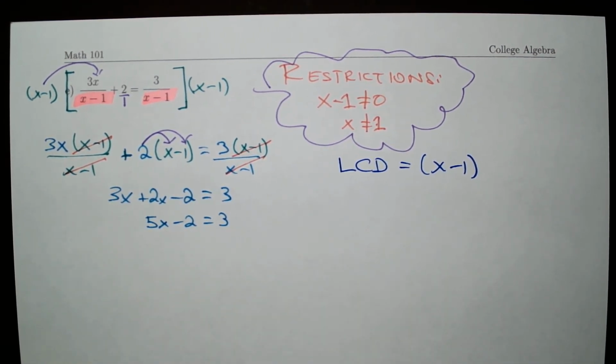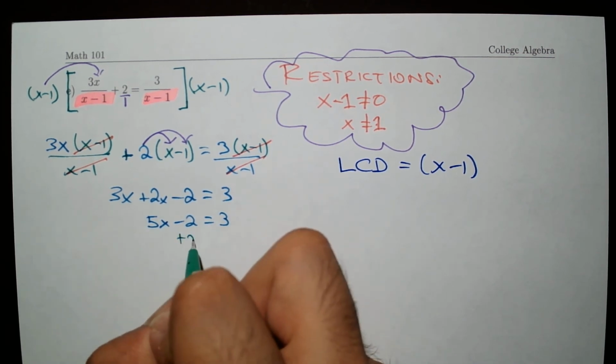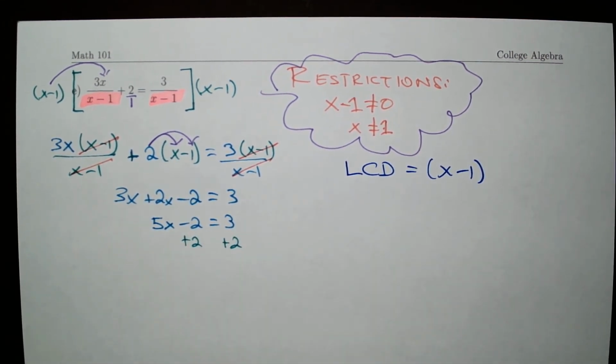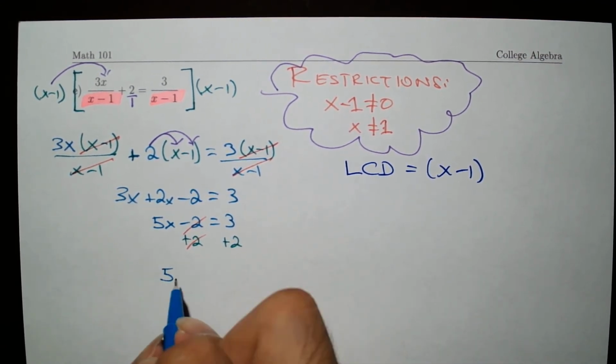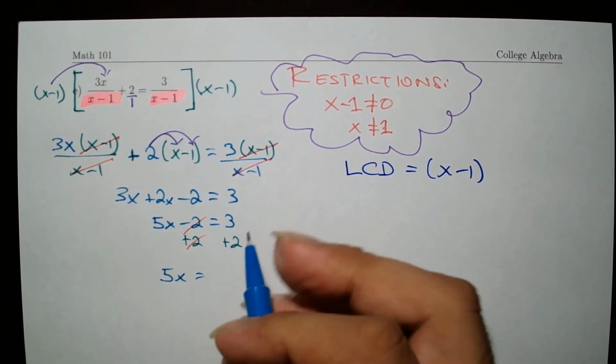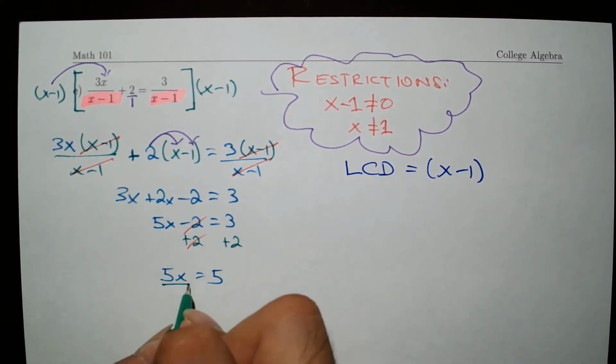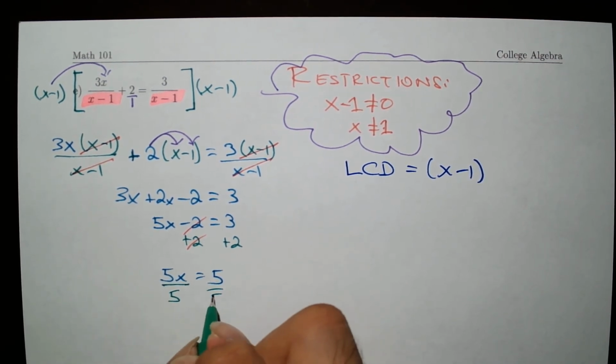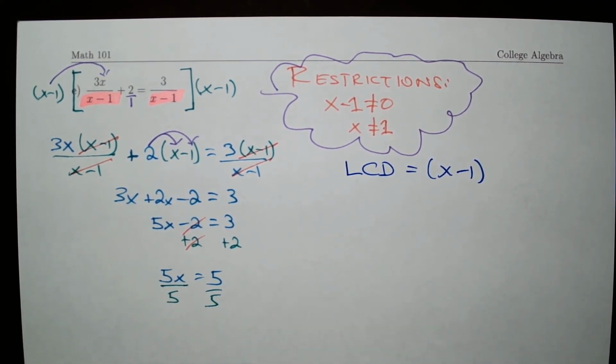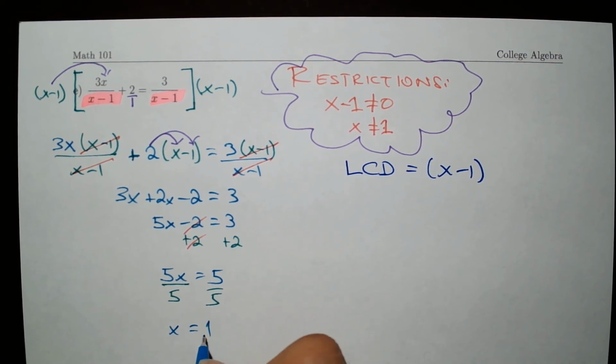And then what do we do next? Add 2 to both sides to get the 2's cancelled. That's going to leave us with 5x equals 3 plus 2, which is 5. And finally, divide both sides by 5 to get x equals 1.